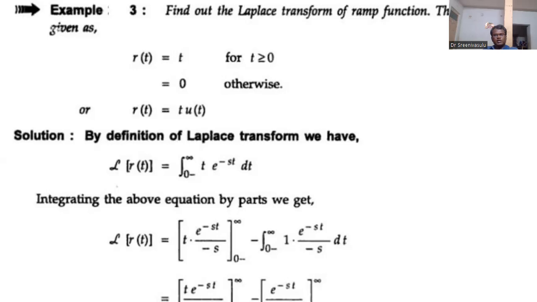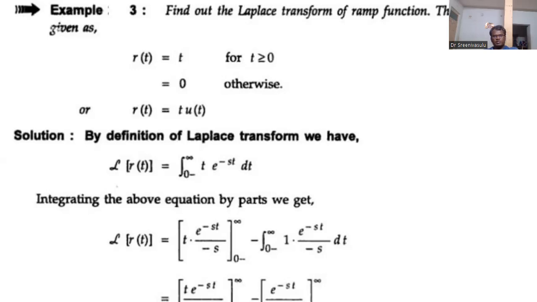So this r of t means t into u of t, because time t greater than or equal to 0 comes under u of t. So the Laplace transform of r of t is equal to the integral from minus infinity to plus infinity of r of t into e power minus st into dt. So what is r of t? You need to substitute t into u of t. And u of t is 1 between 0 to infinity.